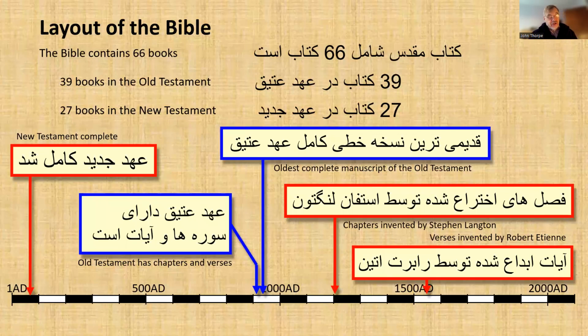That's right. So he's a Swiss man, he's just a printer. He's not even a scholar. He decides it's worthwhile putting in numbers for the verses.